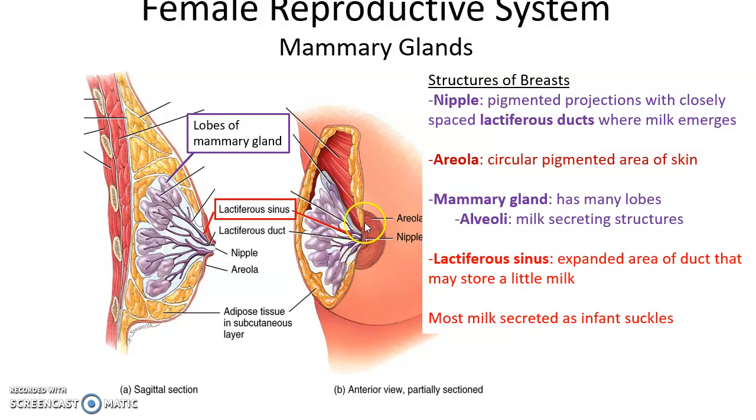Around the nipple is the areola, the pigmented circular bit of tissue. Within the breast, of course, we have plenty of adipose tissue and connective tissue to give it its structure and shape, and then also the mammary glands. The mammary glands are made up of smaller structures called alveoli. Each individual alveolus produces and secretes the milk, which then travels through ducts to a slightly widened area called the lactiferous sinus that can store a very minimal amount of milk. For the most part, the milk is produced and secreted as the infant suckles. So the breasts are not designed to store milk, but to produce it when needed.